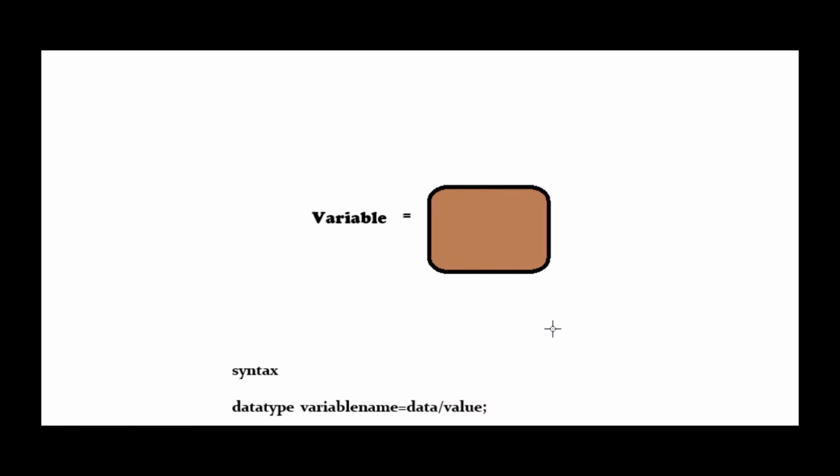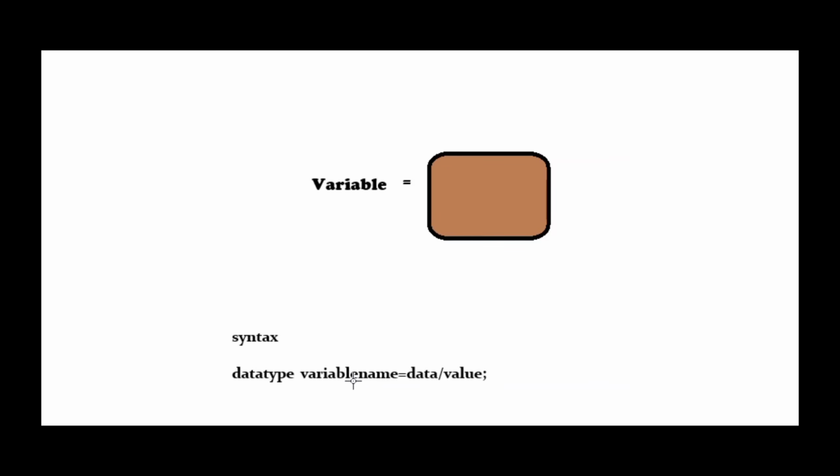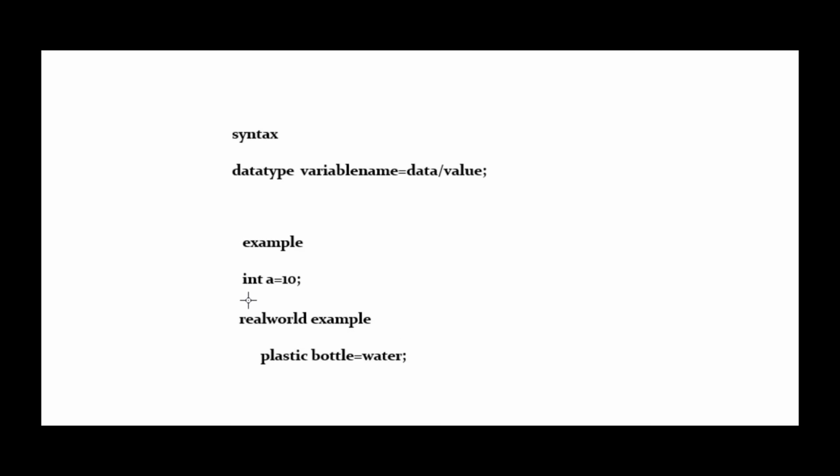Now we have the syntax for variables: data type, variable name equals data or value. What is a variable? A variable is nothing but a named memory allocation which is used to store the data. For example, int a equals 10. This 10 is the data, a is the variable. What is int? Int is a data type. Int is a data type, a is the variable name, 10 is the data. This variable is used to store the data. I have to store 10 inside my a.